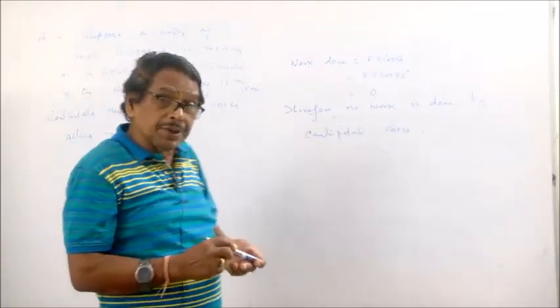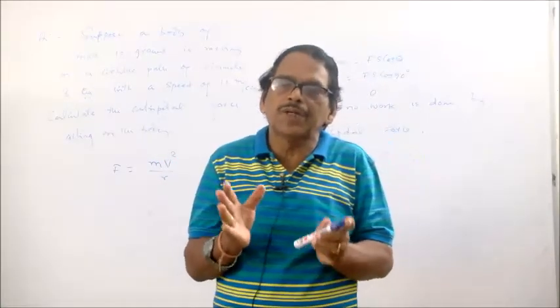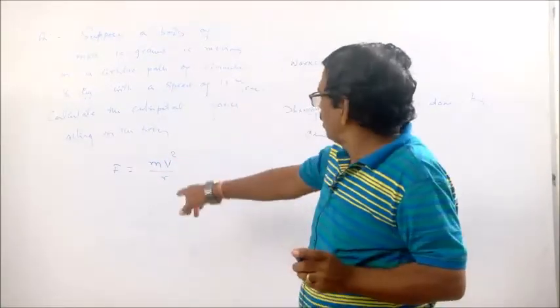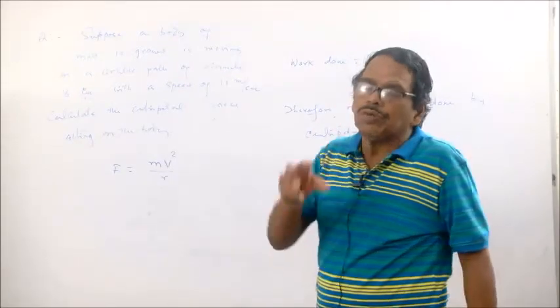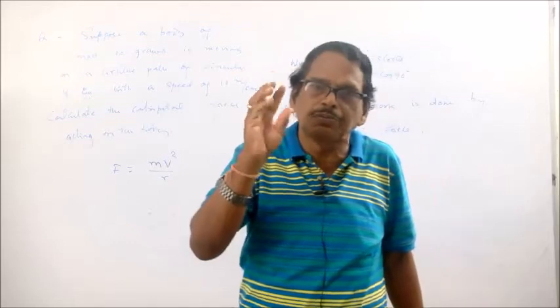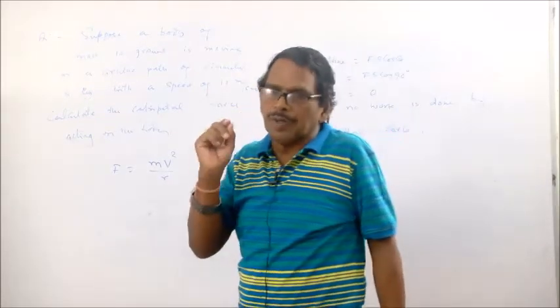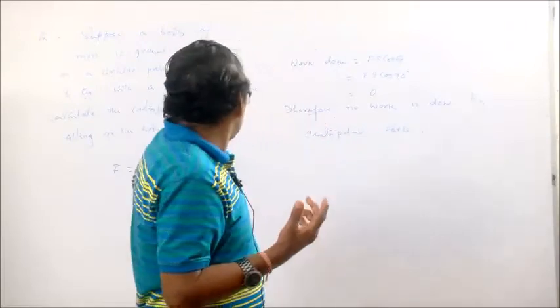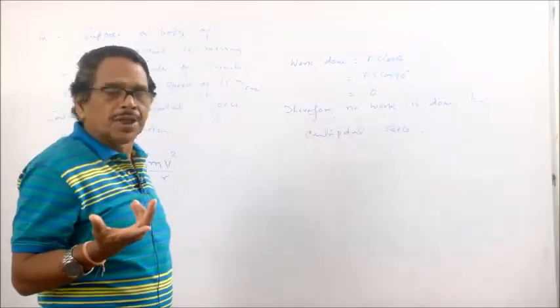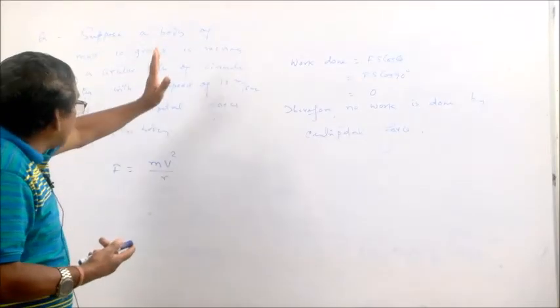See what is given to you. You want to find the centripetal force. The formula for centripetal force is mv square by r. When we write the expression for centripetal force, F is equal to mv square by r, you get some marks. If you put this formula in the answer book, you get some marks, 0.5 mark like that, for mv square by r. Now, see what data are given.